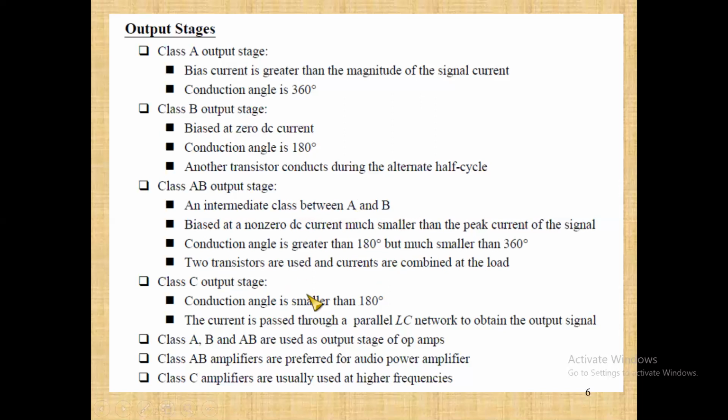Then we have the class C output stage where the conduction is smaller than 180 degrees, and here the current is passed through a parallel LC network to obtain the output signal.